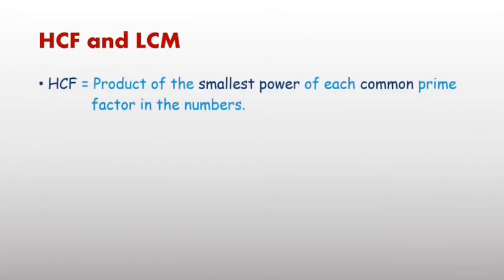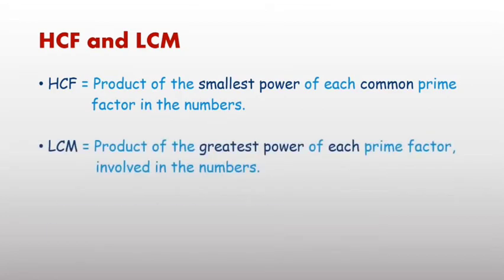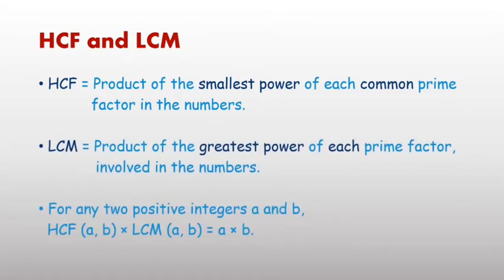Using the fundamental theorem of arithmetic, we can find the HCF and LCM of given numbers. To find the HCF, first write the common prime factors and apply the smallest power. LCM means the product of the greatest power of each prime factor involved in the numbers. The relationship between HCF and LCM of two numbers is given as HCF into LCM equals the product of the numbers.